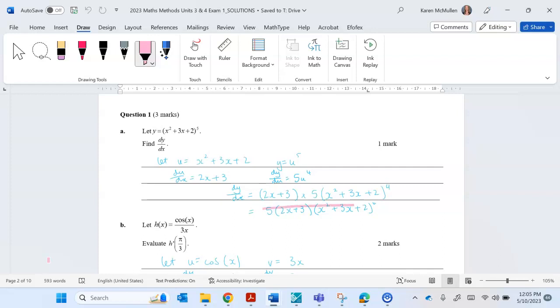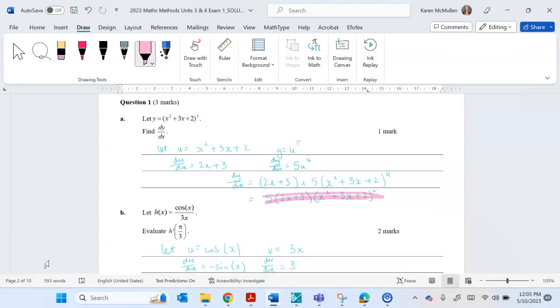This format here is fine. You don't need to expand it. Obviously you wouldn't expand to the power of 4. You can put that 5 into the first bracket, but it's also okay to leave it out the front.